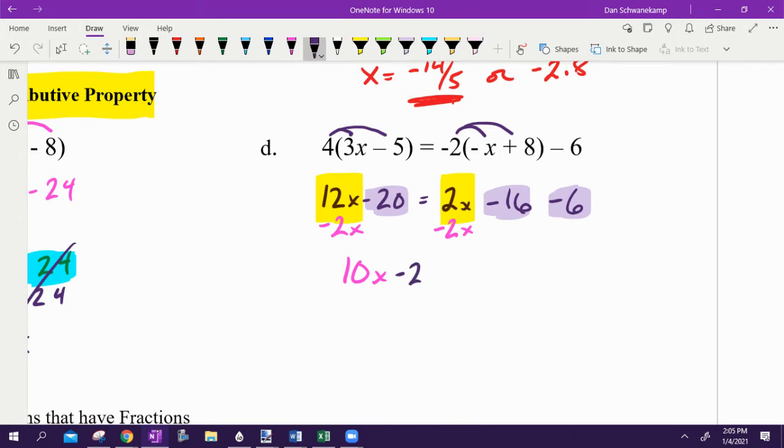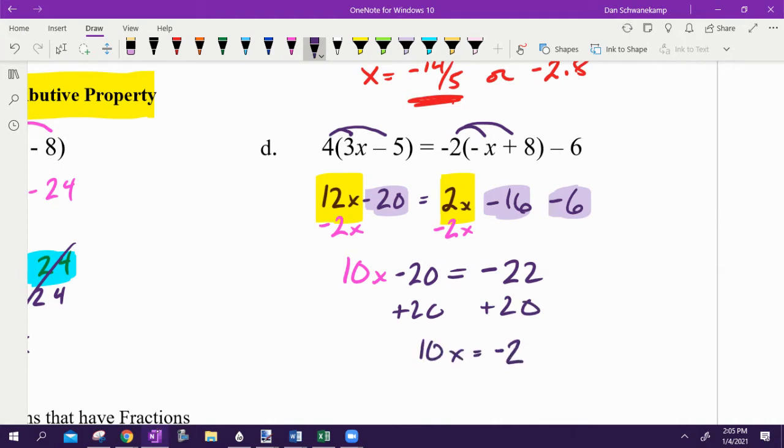So let me just rewrite it once. Negative 16 minus 6, I can do that. Negative 16 minus 6 would get me negative 22. Still got to get this negative 20 over. So I'm going to add 20. Add 20. 10x equals negative 22 plus 20.